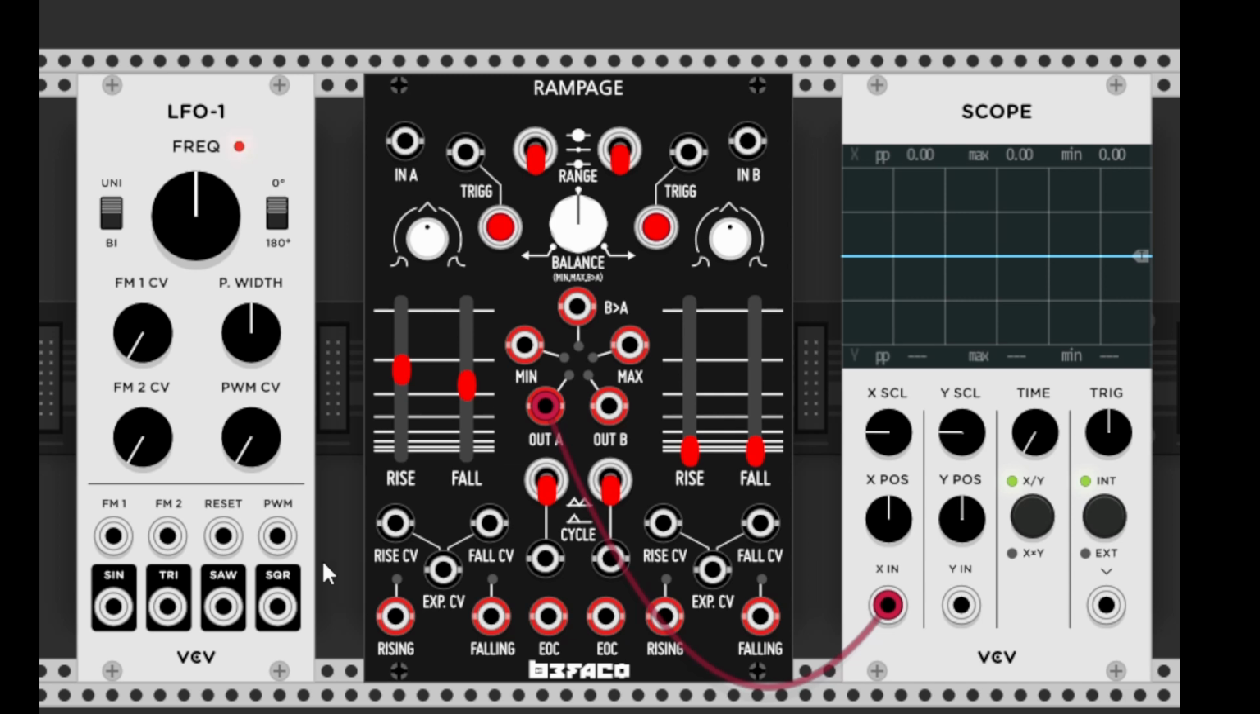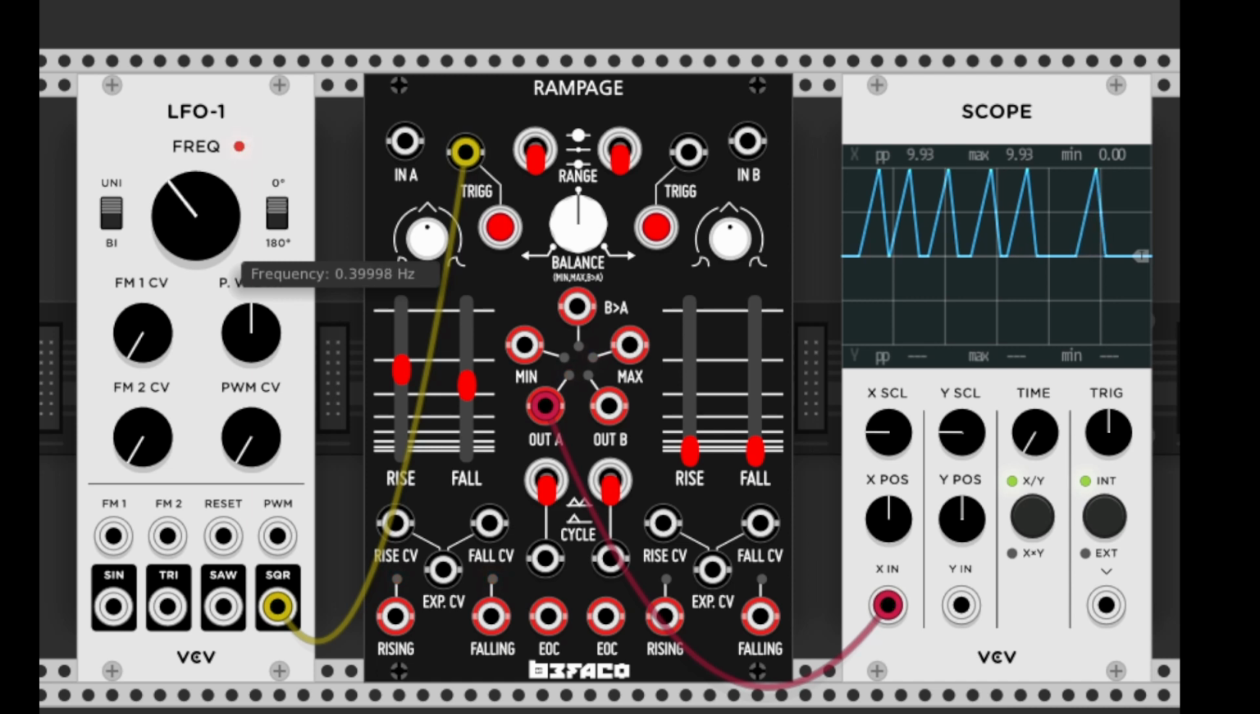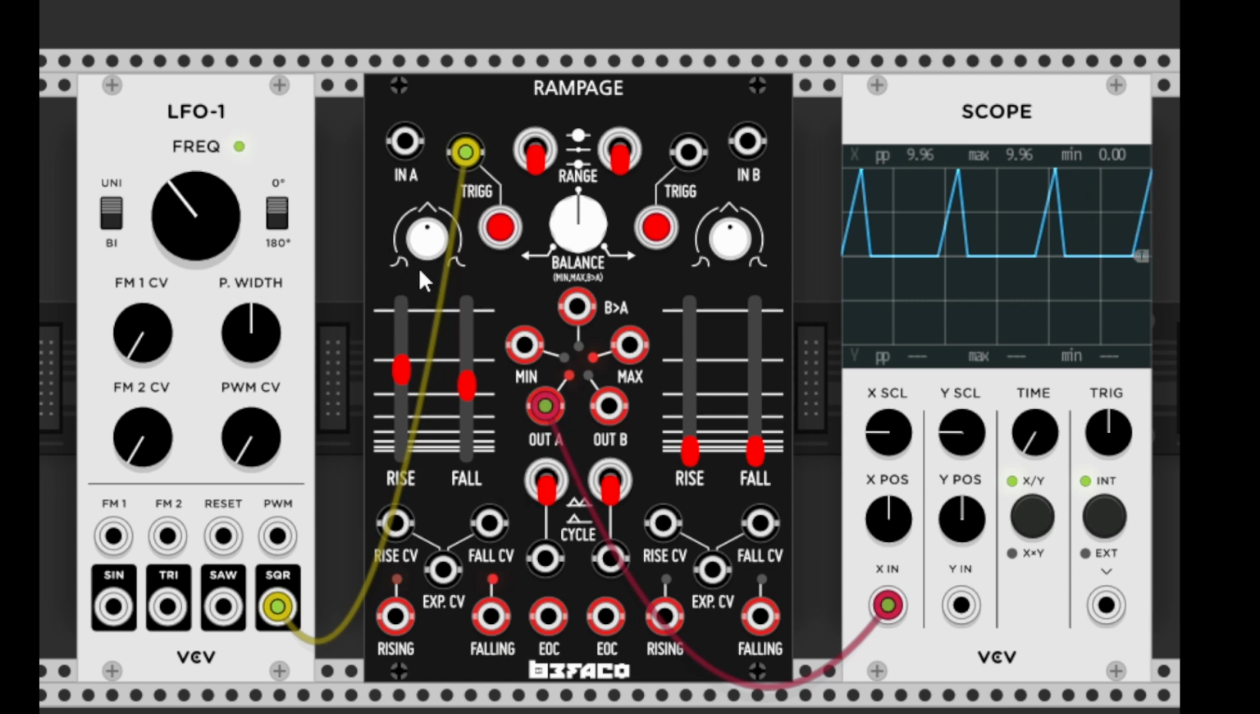And insert the external trigger, but I make it a little bit slower. All right. We can choose between three different envelope characteristics. This is the linear one. Now I get exponential ones.